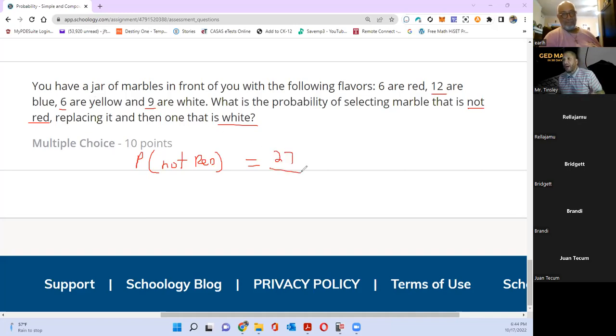Over total outcomes, how many total marbles are there? 33. So you should see right away, they're both divisible by 3. If you put this in your calculator, it would automatically reduce it to lowest terms. How many times does 3 go into 27? 9. And how many times does 3 go into 33? 11.